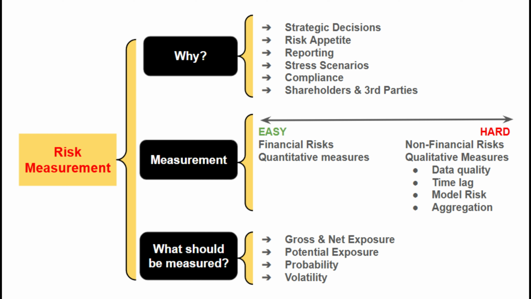Probability, the likelihood that one or more risk events or possible outcomes will occur. And finally, volatility, the extent to which a risk measure could vary from a current value expressed as percentage of standard deviation over a given time frame.